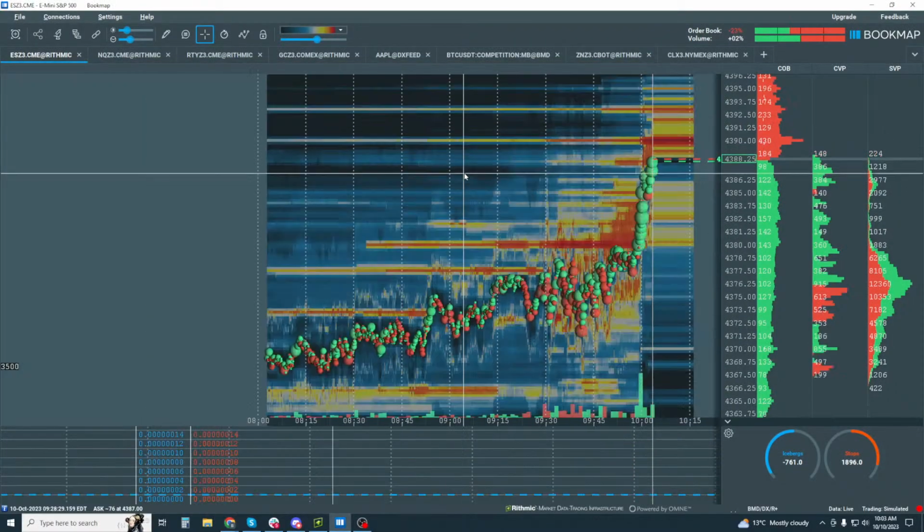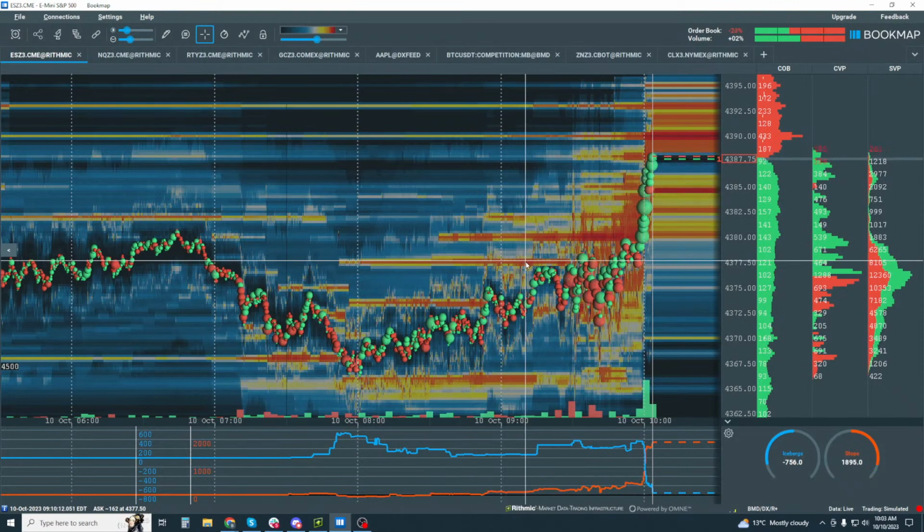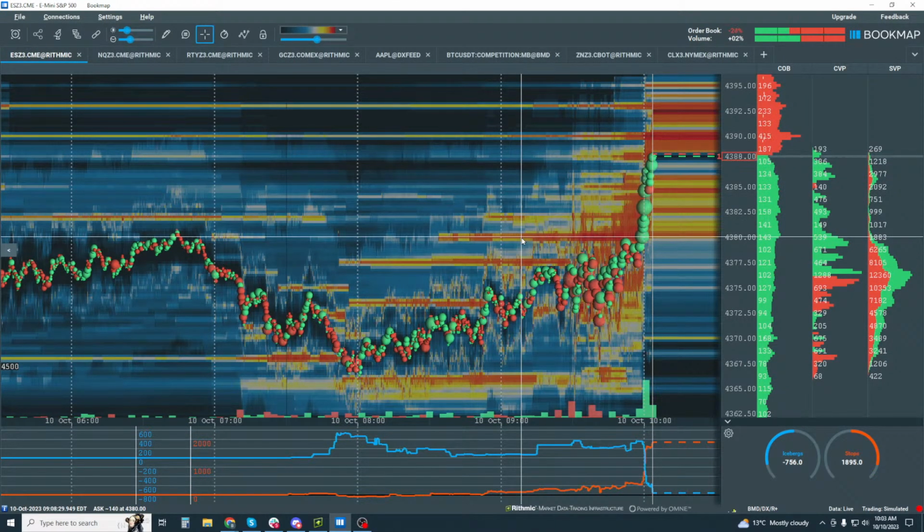We're just going to jump right in and take a look at what's happening here in the ES. If you guys want to take a look at something else, good morning, trading for a living, let me know.